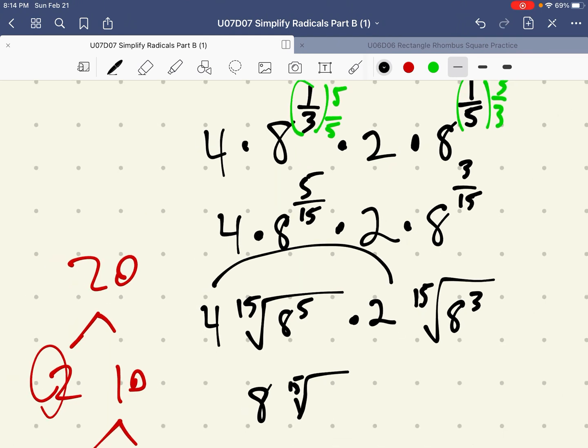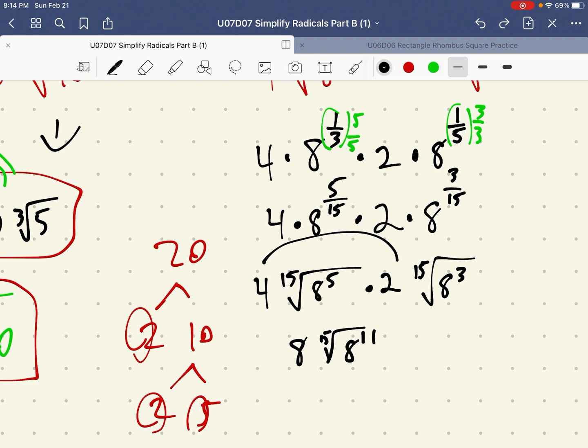We're going to multiply the radicand, so 8 to the 5th times 8 to the 3rd is going to be 8 to the 11th. So at this point, we're actually going to multiply. We have two options. We can either multiply this out and then find the prime factorization of this, or we can just find the prime factorization of 8, which is just 2 to the 3rd.